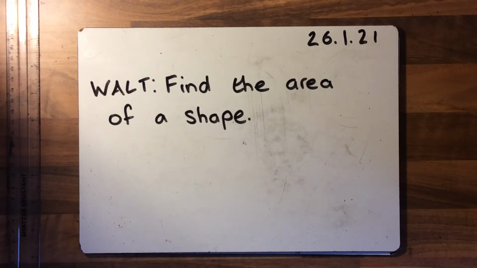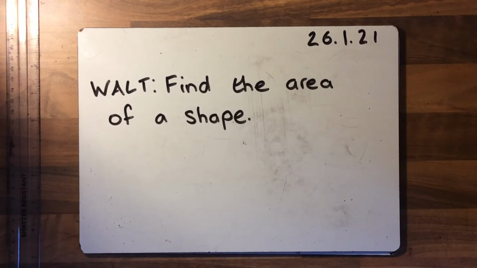So today's lesson, we are learning to find the area of a shape. Now, this is something that you might have done in Year 5. It could have been disrupted though due to you missing the end of Year 5, finding the area of a shape. And it's quite similar to what we've been doing with finding the perimeter of the shape.